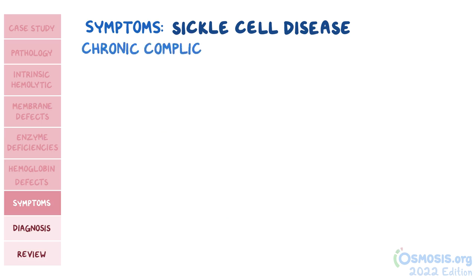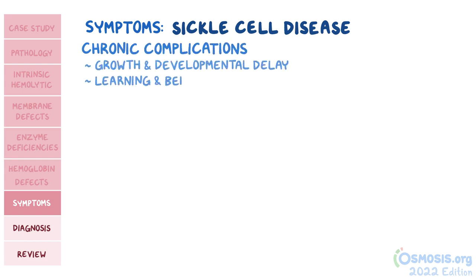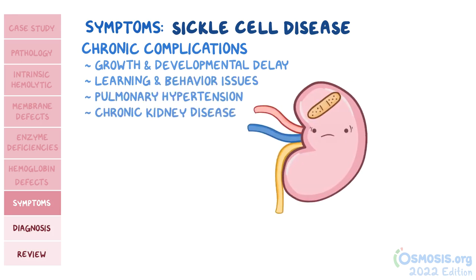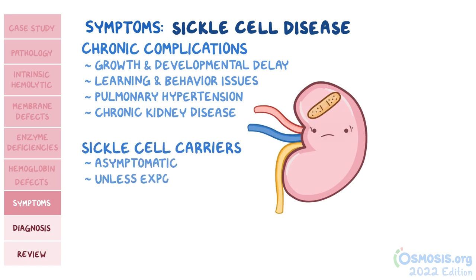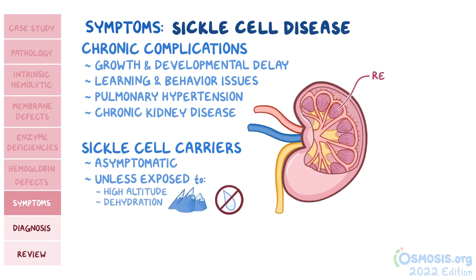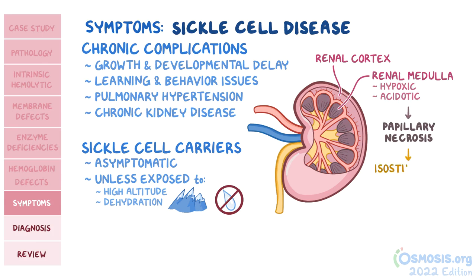Now, chronic complications of sickle cell disease include growth and developmental delay, learning and behavior issues, pulmonary hypertension, and chronic kidney disease. Alright, now sickle cell carriers are basically asymptomatic, unless they're exposed to high altitude or dehydration. However, in sickle cell carriers, sickling can occur in the renal medulla, since the renal cortex gets all the blood, and the medulla is more hypoxic and acidotic, causing papillary necrosis and isostenuria, or inability to concentrate their urine.